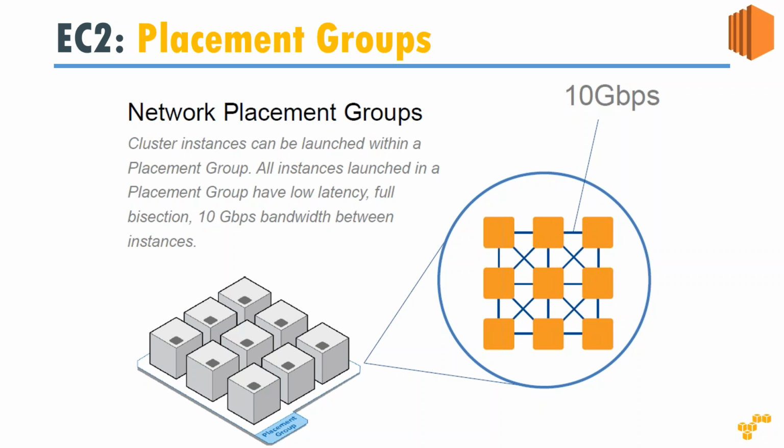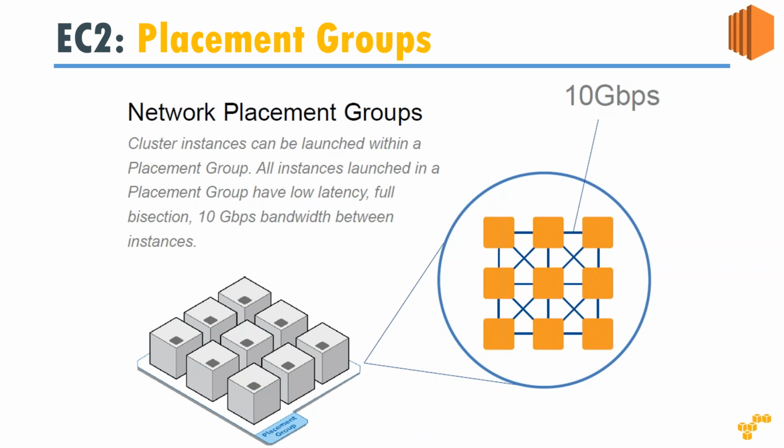Placement groups are nothing but if you have a group of servers and you want those servers to talk to each other with low latency and very high bandwidth, then you create something called network placement groups and put all your servers in your network placement groups. As the image that you see here shows, all the servers are able to reach each other and all of them will have a 10 Gbps network connection.